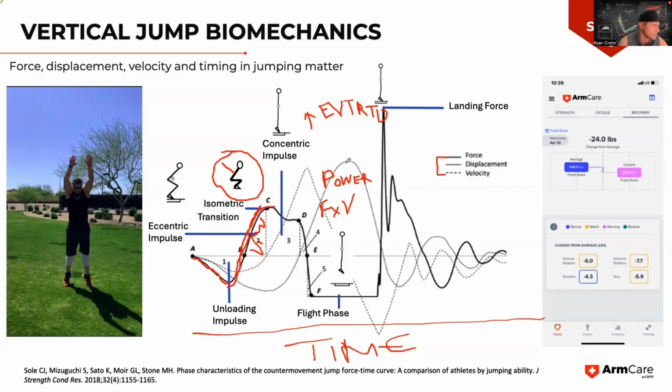The other one's displacement. This is on the same graph. It's telling you how high they're jumping. So you can see there's a lot going on here. But we know this is the isometric transition because again, the velocities, these dashes, we're at the 0 point.